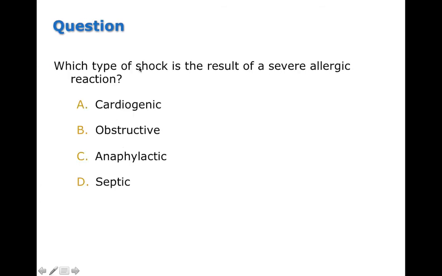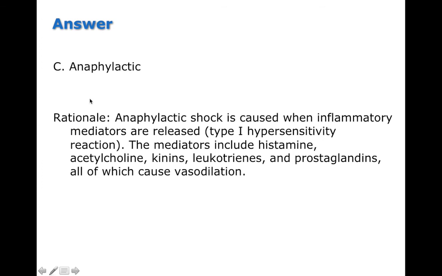So the question here says, which type of shock is the result of severe allergic reaction? Is it cardiogenic, obstructive, anaphylactic, or septic? Well, we know it's anaphylactic, right? And in fact, anaphylactic is actually a type 1 hypersensitivity. It causes distributive shock because it leads to massive vasodilation, and we know that this one's actually due to essentially an immune reaction, where you have an excessive immune response.